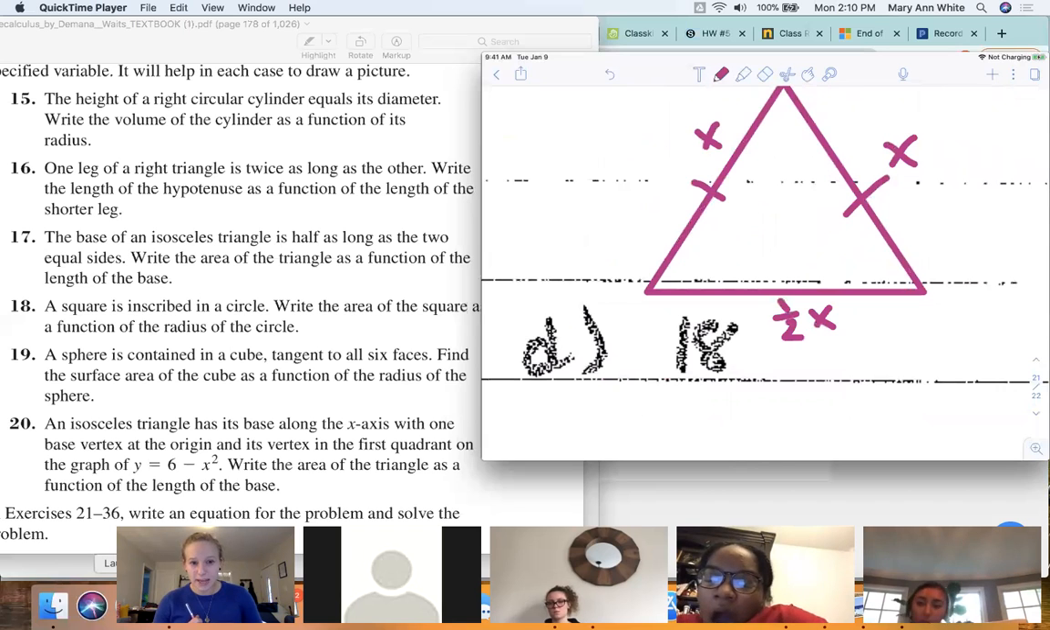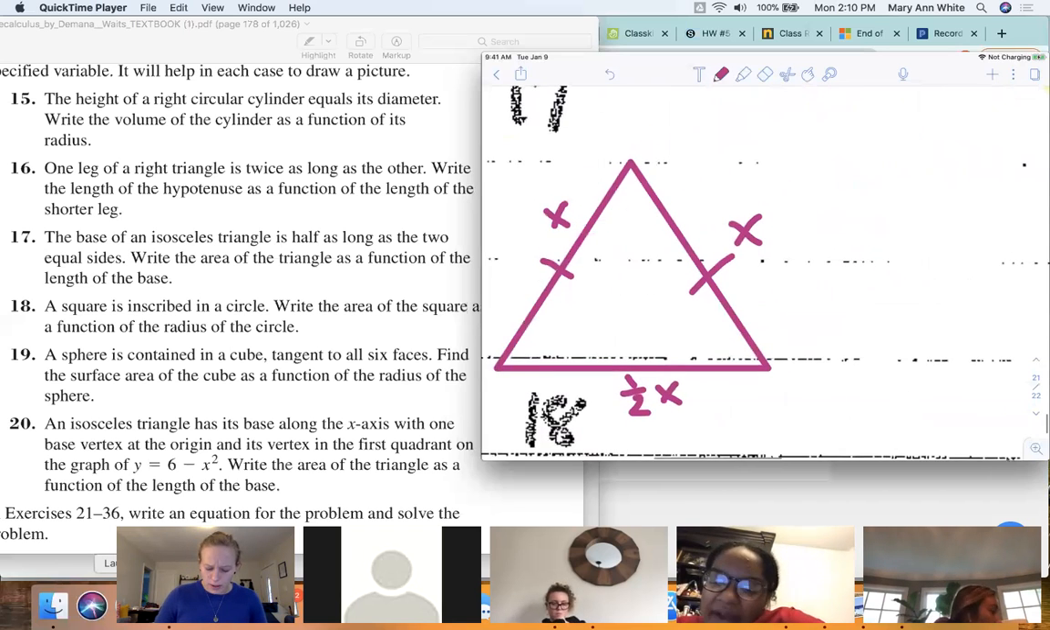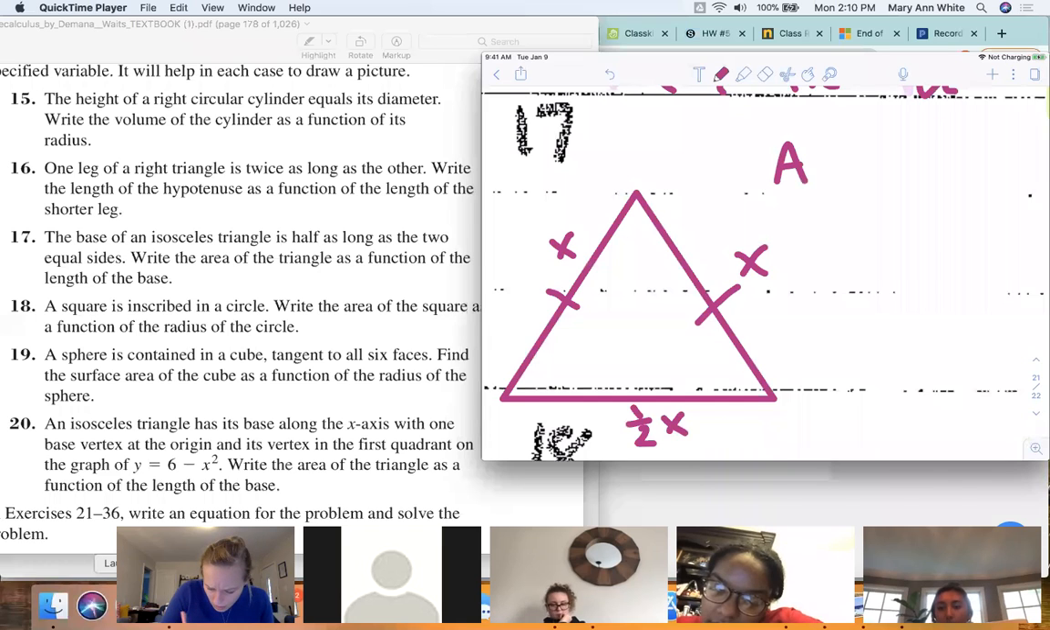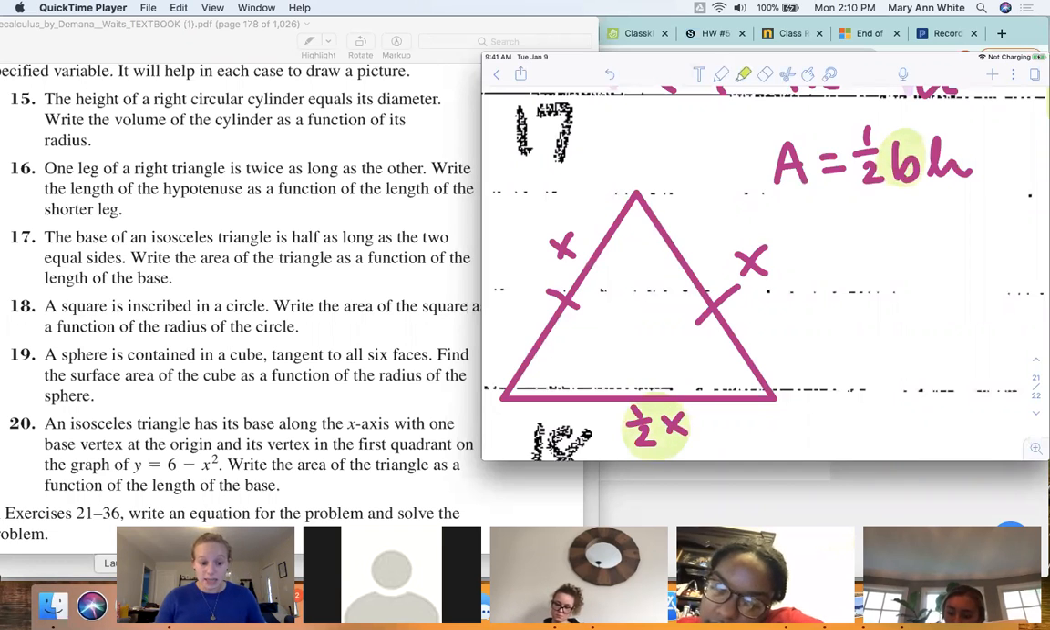Then it says write the area of the triangle. Well, area of a triangle is 1/2 base times height. Okay, I have my base, I'm good with that, that's 1/2 X, but I don't know my height. And these normal X's don't count as the height. So we actually have to do a little bit of math in order to find the height. The height is if I drop a perpendicular from the top corner down to the base. So this is what I call my height. But now I gotta do a little bit of math to figure this out.